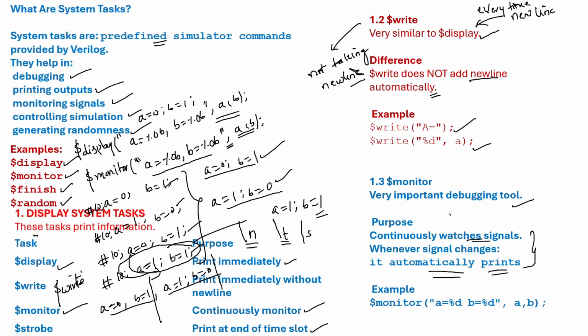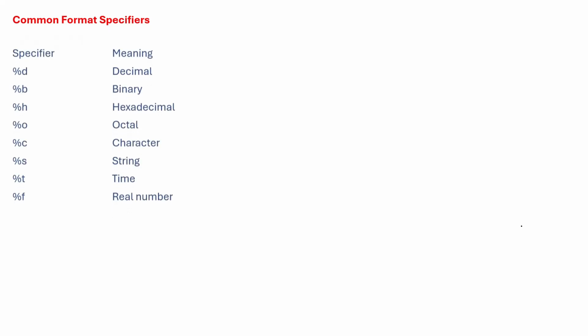So it continuously watches the signals. A equal to 0, B equal to 1, so this change happens, and then A equal to 5, next B equal to 10, this change also happens. Whenever changes happen in the stimulus side, this $monitor will capture the values. Any doubt? $monitor, $write, $strobe, $display. Okay, and then some common format specifiers like %0b, %0d we are using, right?